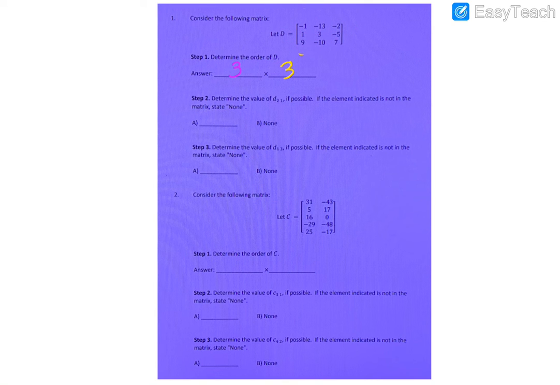Now let me erase that so we can see the elements. It says determine the value of D21. That tells me that I'm looking in row 2, which is this row here, and then I'm looking at column number 1. And so the element that's in D21 has a value of 1. All right, the next one asks me for D13. Now I'm looking in row number 1, but I'm looking at the third column, so that has a value of -2.